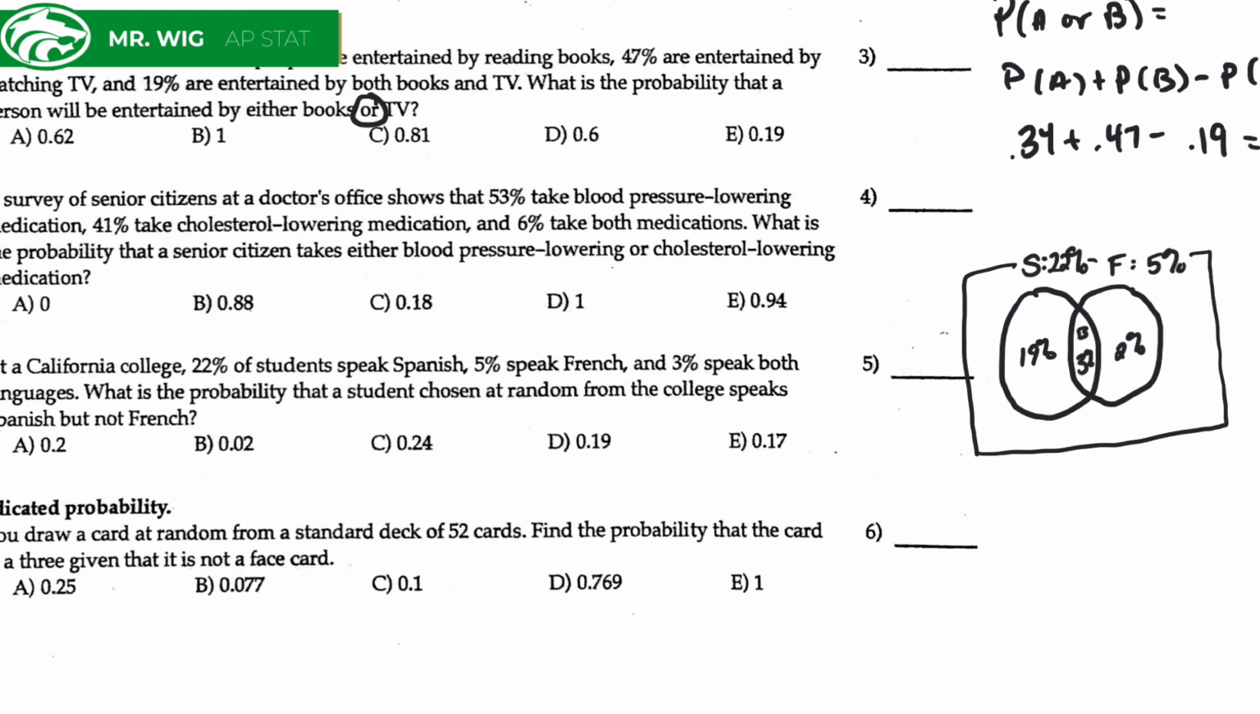We know that if we add 19, 3, and 2, we're going to get a total of 24%. That leaves 76% of the students at this particular school who do not speak Spanish, nor do they speak French, right? Only 24% speak those languages. Whether you speak them both or just one of them, 76% of the students at this school don't speak either one of these languages. Now, that's not part of the question.